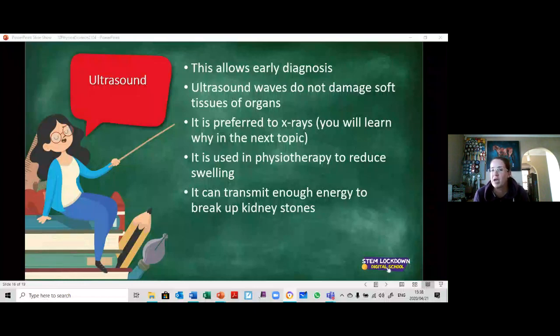Okay, X-rays emit a lot of energy. We're going to do that tomorrow. In physiotherapy, they use ultrasound to reduce swelling, and they can even use ultrasound to break up kidney stones. Okay.